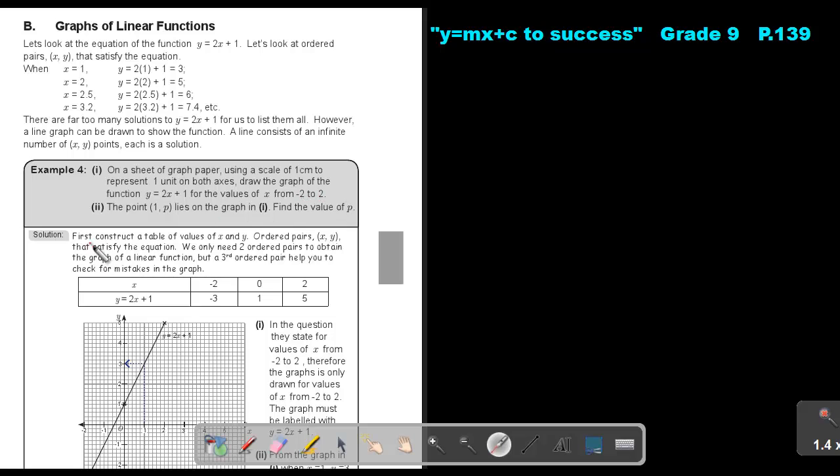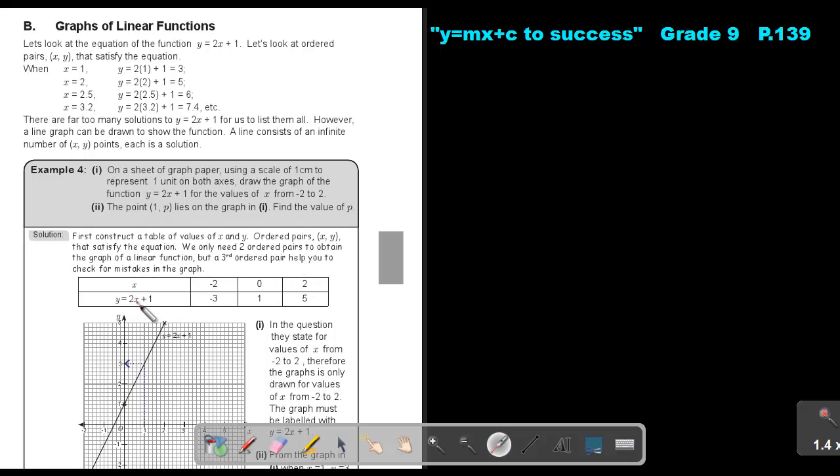Okay, so first we are going to construct a table of values of x and y, ordered pairs x, y, that satisfy the equation. We only need 2 ordered pairs to obtain the graph of a linear function, but a third ordered pair helps you to check for mistakes in the graph. So there's the value of x. It's from negative 2 to 2, so negative 2, take the in-between value 0 and take the end value 2.